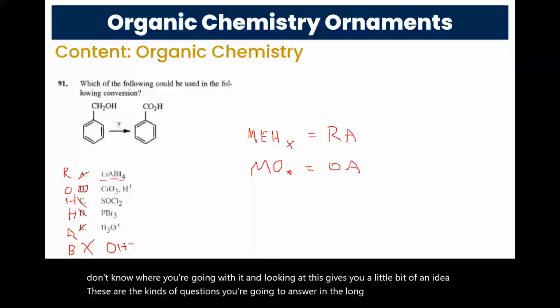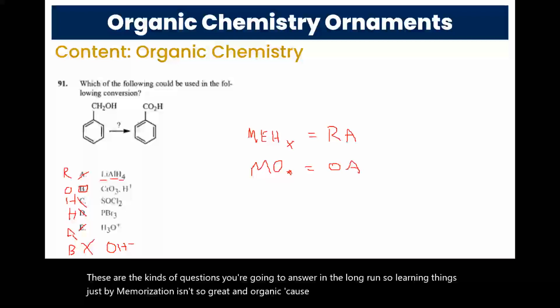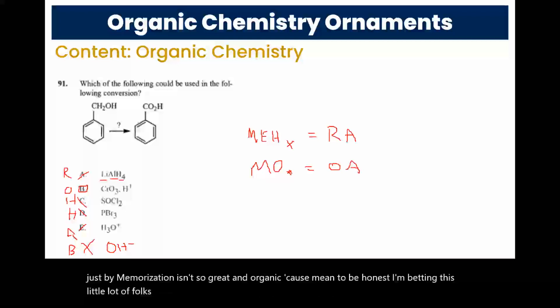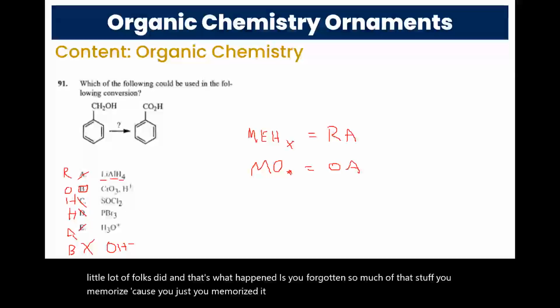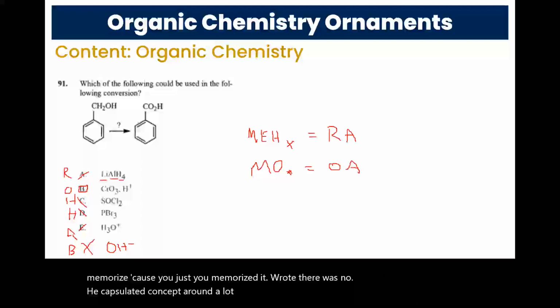So learning things just by memorization isn't so great in organic because, to be honest, I'm betting that's what a lot of folks did. And that's what happened: you've forgotten so much of that stuff you memorized because you memorized it by rote. There was no encapsulating concept around a lot of it. So it tends to get lost. It tends to fade away over time.